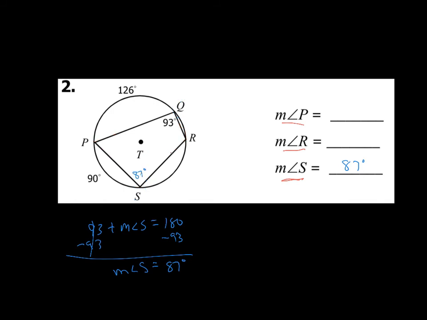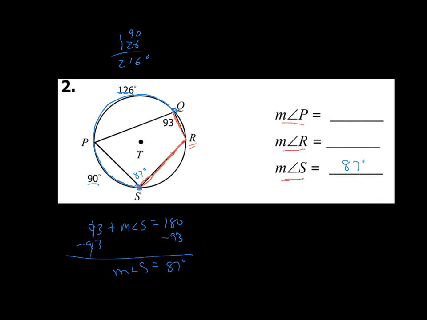Now I have to start getting savvy. So I'm looking at angle R, and I see that angle R is an inscribed angle, and the arc that it intercepts is this large arc from S all the way, I'll choose a different color, from S all the way to Q. And I know that 90 plus 126 add up to be that arc. So 90 plus 126 is going to yield me 216 degrees.